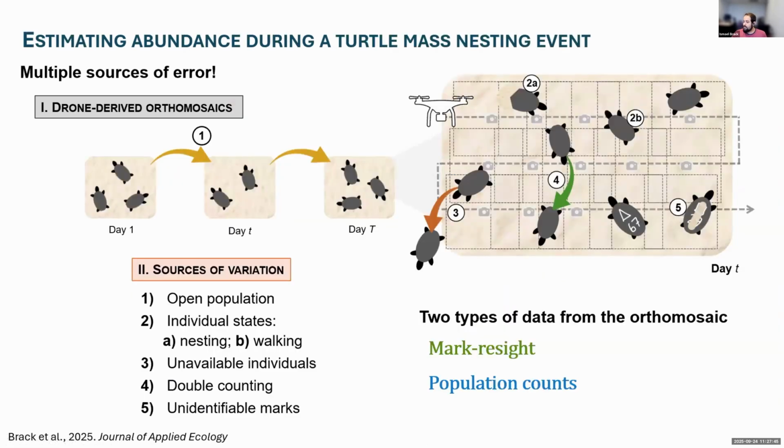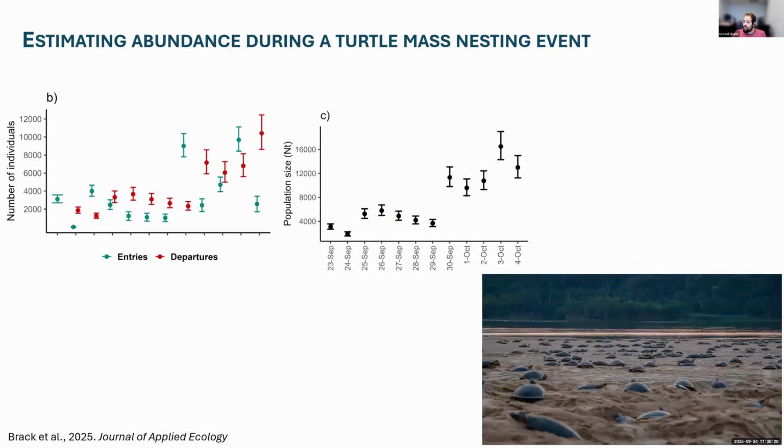So we built a statistical model to account for many different sources of error, including the errors associated with orthomosaic building. Some other errors were related to the fact that turtles can return multiple times to the sandbank until nesting. So we have these 12 days of orthomosaics, and the same turtle could go back to the sandbank multiple times until nesting. When they nest, they are just gone.